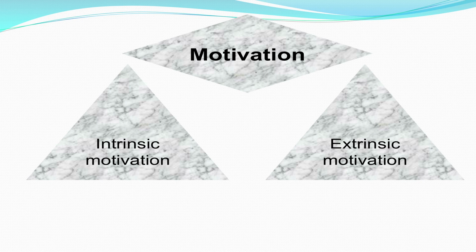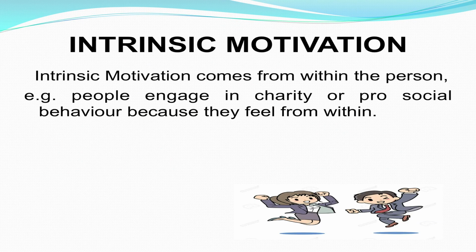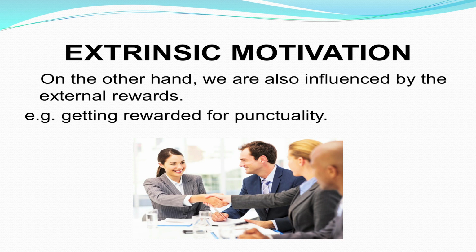Motivation is the result of the person's thought and expectations. It is of two types. Number one, intrinsic. Intrinsic motivation means it comes from within the person and not for any benefits. For example, people engage in charity or pro-social behavior because they feel it from within. The second form of motivation is extrinsic motivation, which is based on external rewards, such as getting a reward for punctuality, etc. In our life, both of these types are important.